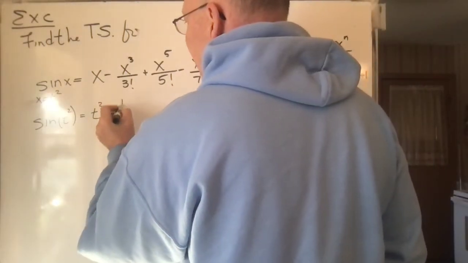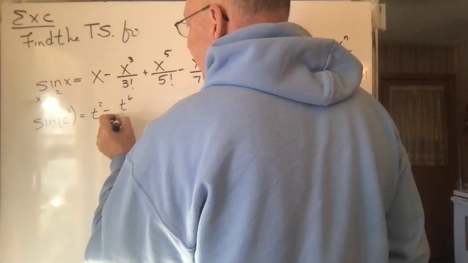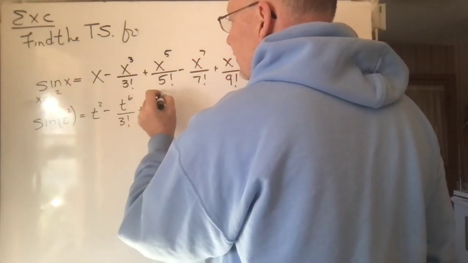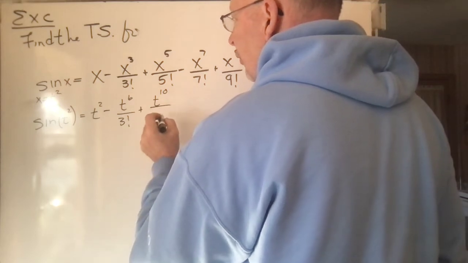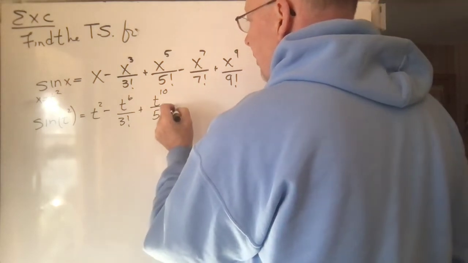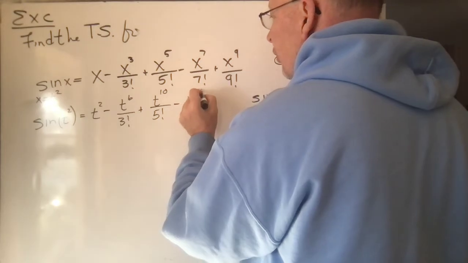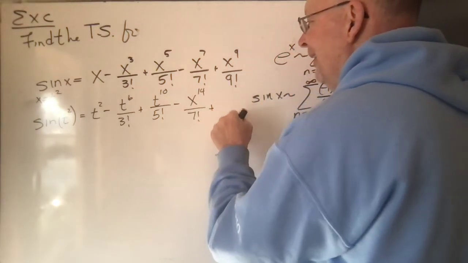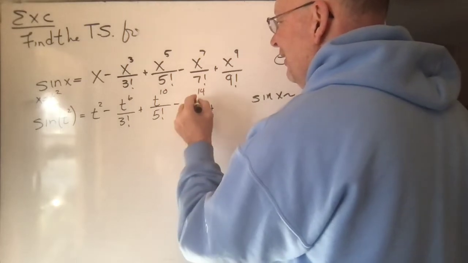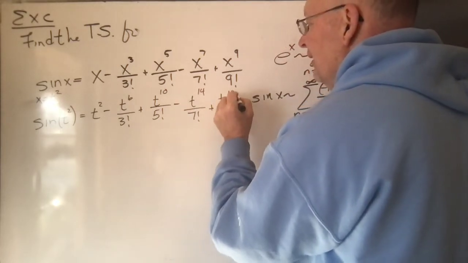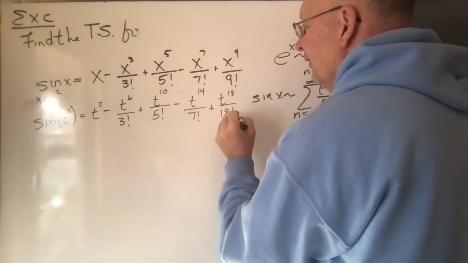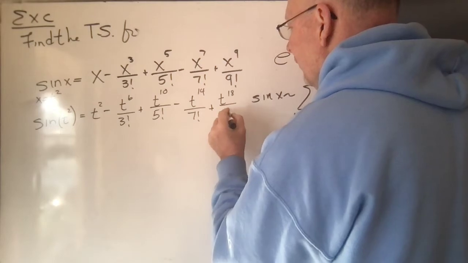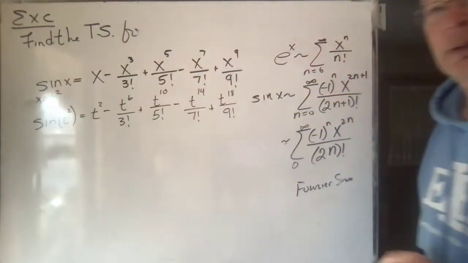And so it's going to be t to the 6th over 3 factorial plus t to the 10th over 5 factorial minus t to the 14th over 7 factorial plus t to the 18th over 9 factorial. Too many things to be thinking of at once. Okay, so you got that.